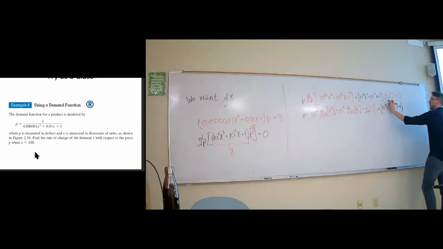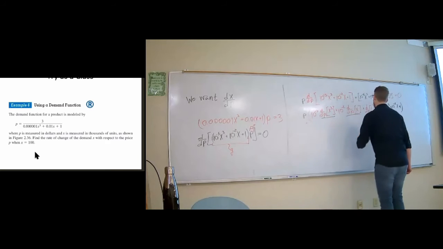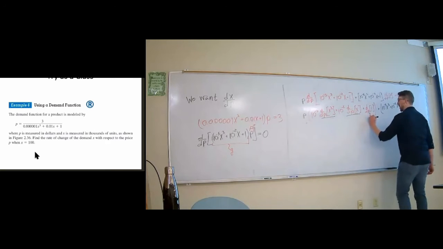Well, the derivative, my mistake, I made a typo up here. This should have been p. The derivative of p with respect to p is just 1. So that's all we're left with, right? Now this thing, we're going to have to apply implicit differentiation here, and this is going to be equal to 0 here.